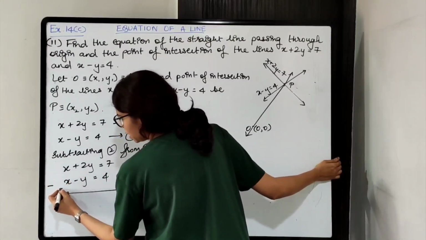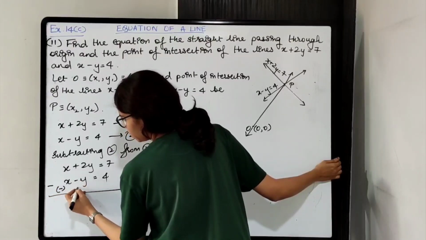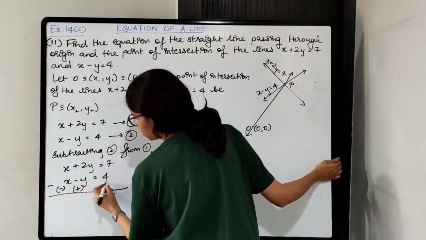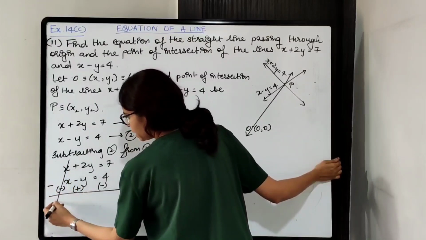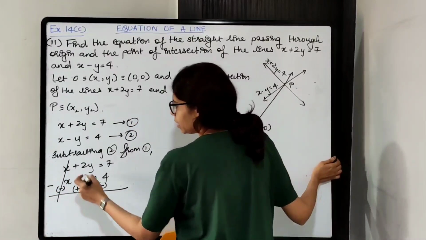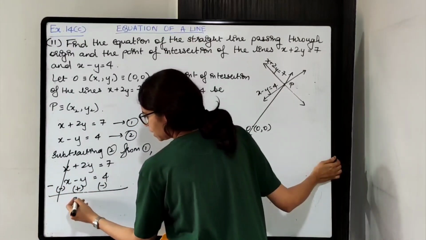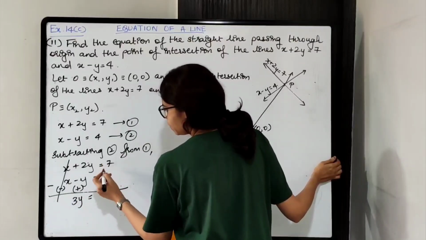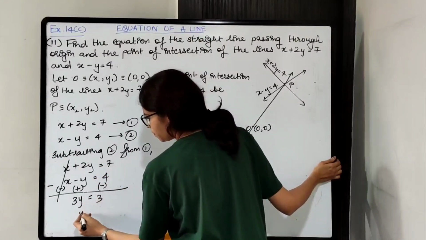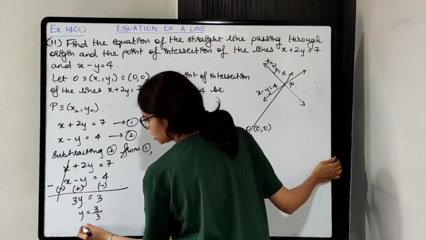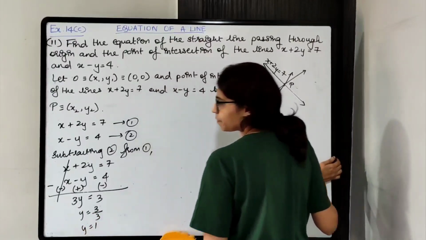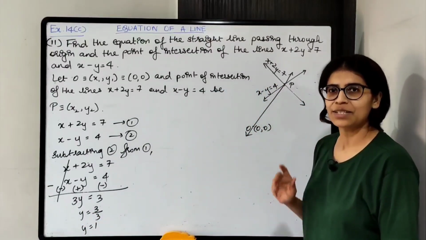So plus x becomes minus x, minus y becomes plus y, and plus 4 becomes minus 4. Plus x minus x cancel. 2y plus y will give 3y. 7 minus 4 gives 3. So y is 3 upon 3, that is y is 1. So the y coordinate is 1.